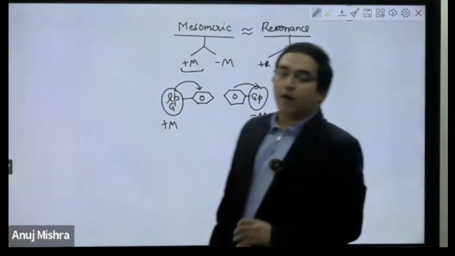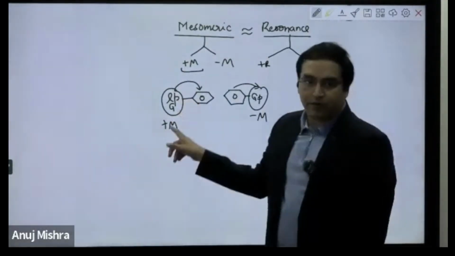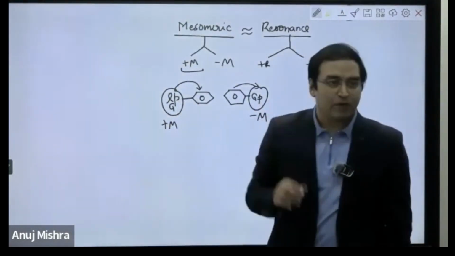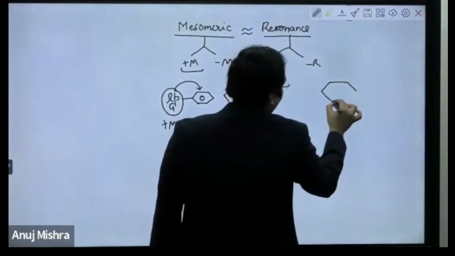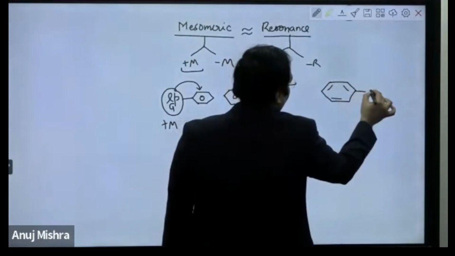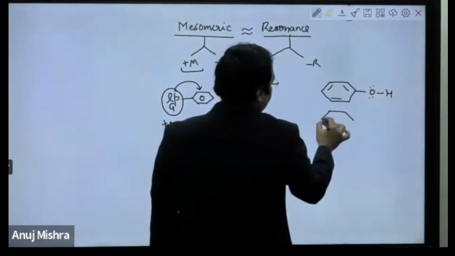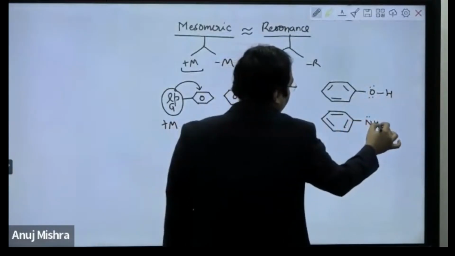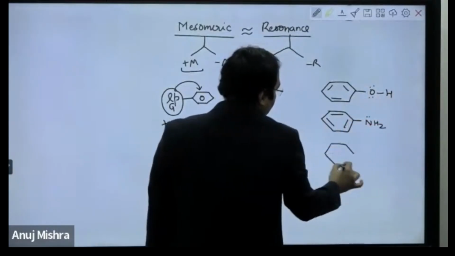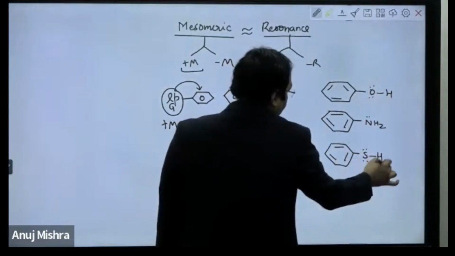Very nice. Now, how will you recognize whether it is plus M or minus M? इसका बहुत simple criteria मैं देता हूँ. If you have a group which has a lone pair, it will mostly send inside the ring. I'll show you something. Let's say we have a ring like this, and I put OH, or a ring like this. Let's say put NH2. Ring like this, SH.